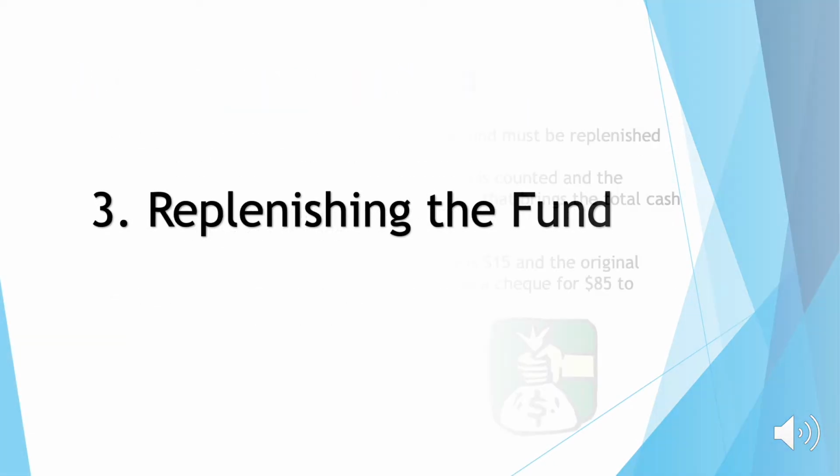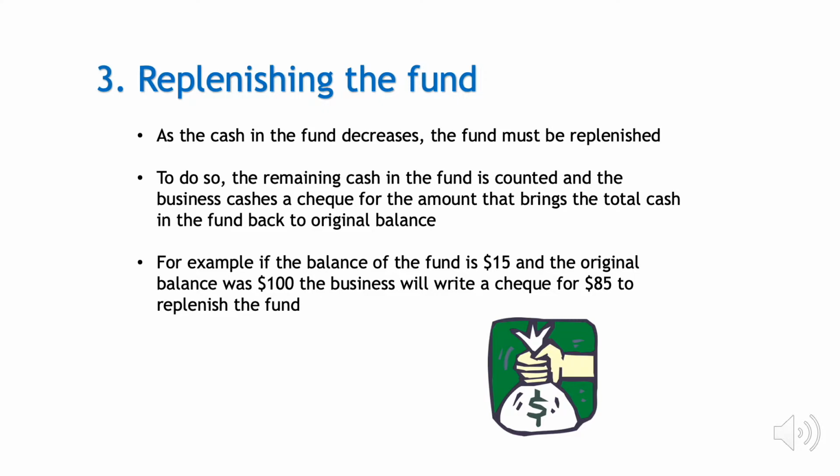Replenishing the fund. As the cash in the fund decreases, the fund must be replenished. To do so, the remaining cash in the fund is counted and the business cashes a check for the amount that brings the total cash in the fund back to the original balance. For example, if the balance of the fund is $15 and the original balance was $100, the business will write a check for $85 to replenish the fund.